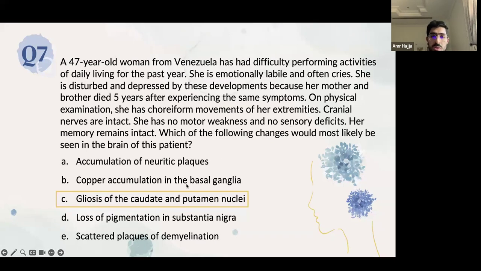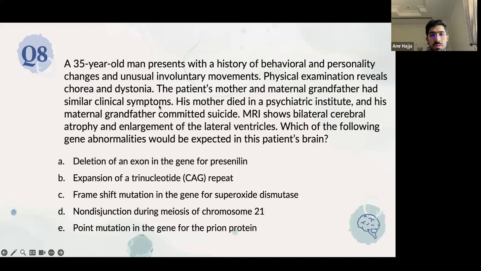So which of the following changes might be expected? As you guys correctly mentioned, it's gliosis or scarring of the caudate and putamen nuclei. Sometimes you might see only caudate, sometimes you might see striatum and only striatum. Now, what's the pathogenesis and what happens in Huntington's disease? It's a result of trinucleotide CAG repeat.